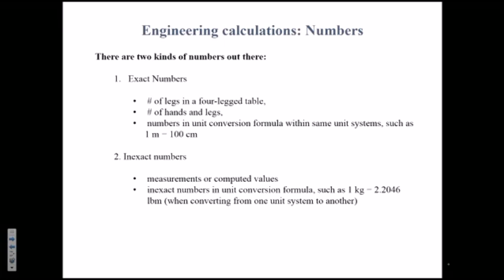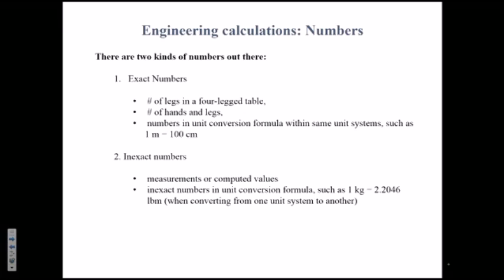slide, let's talk about different kinds of numbers, right? There are 2 kinds of numbers out there. There are exact numbers, right? Number of students in this class, that's exact. If we have 250 students, that's 250 students. We can't say we have 249.56 students. Not going to happen, right? Number of hands, number of legs. So those are all exact numbers.